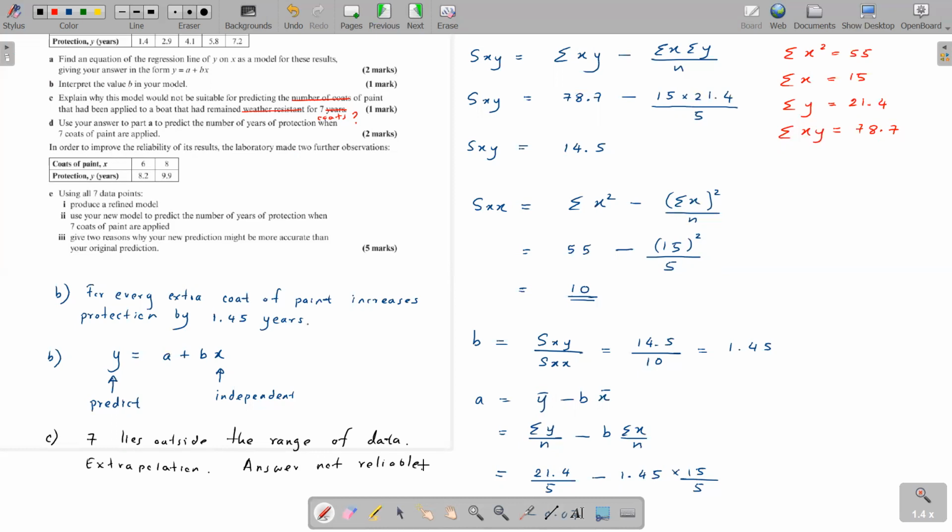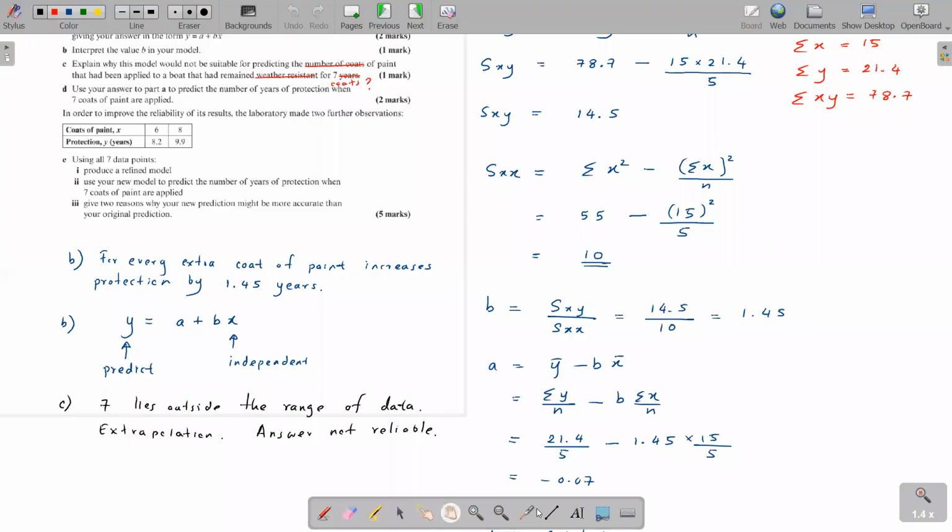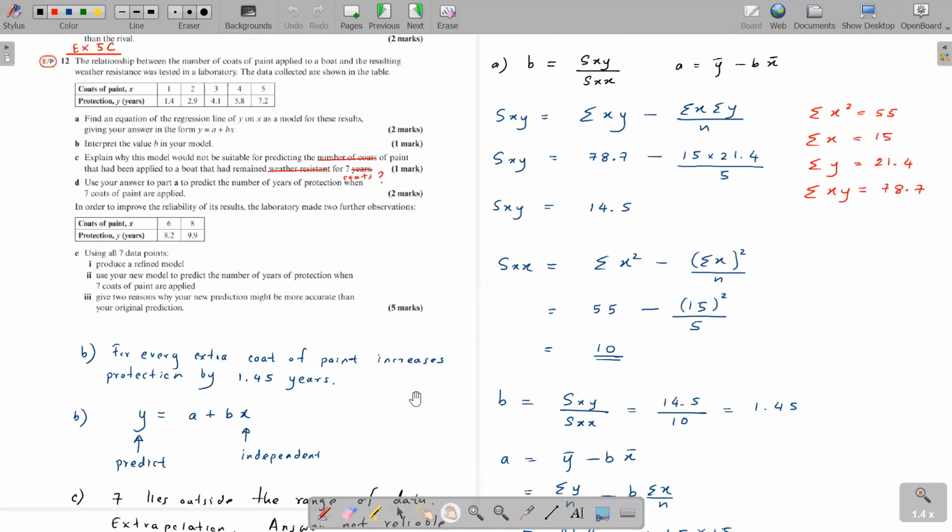All right, guys. Moving on to part B. Use your answer to part A. In part A, we got the regression line, right? Use your answer to part A to predict the number of years of protection when 7 coats of paint are applied. Okay, so let's do that.